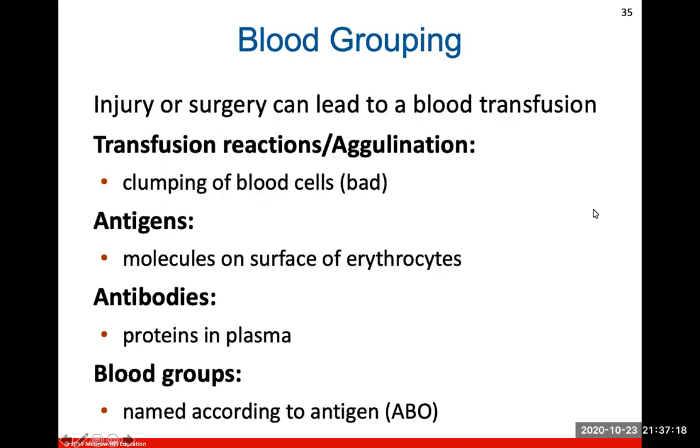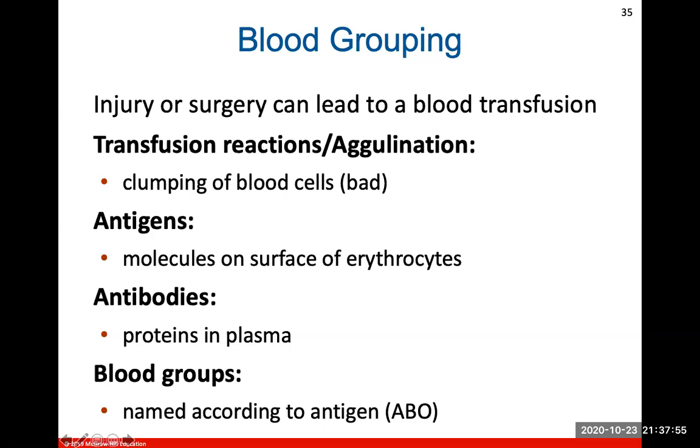Blood grouping. Injury or surgery can lead to a blood transfusion. Transfusion reactions, or agglutination, is a clumping of blood cells. So anytime a blood transfusion goes bad, we call it an agglutination, where the blood cells will clump because they won't interact well together. They do this because all of your red blood cells have antigens, which are molecules on the surface of them. And antibodies are proteins in the plasma which will counteract any antigen that's foreign to it.